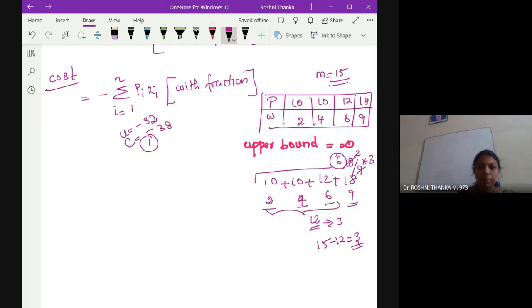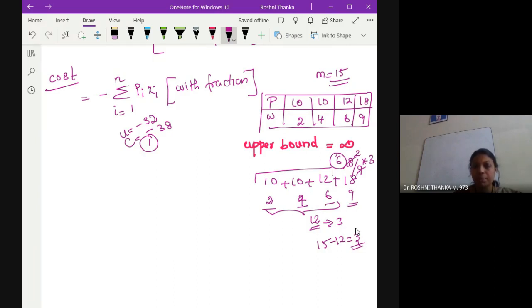Always keep in mind whenever you calculate the upper bound, the size of the knapsack should not exceed 15. That is always the same condition. But when you do it for the upper bound, without fraction, we will be adding these 3 profits, because when I take the fourth item, it exceeds the size. But when you go for the cost, you can take the fraction part also.